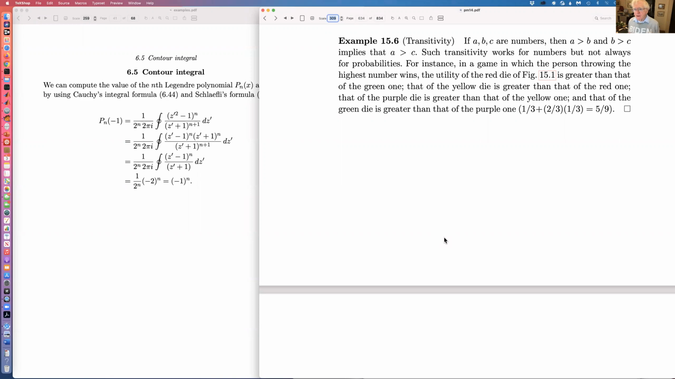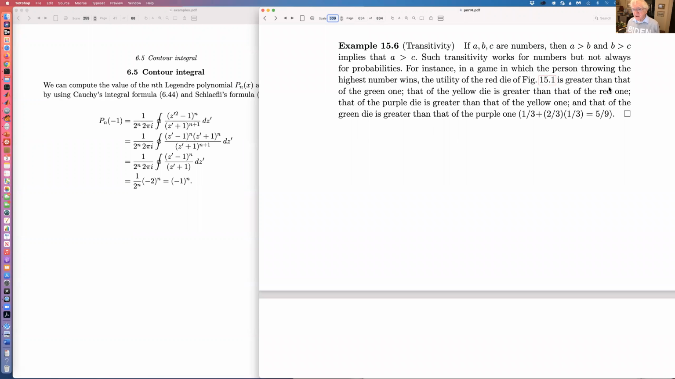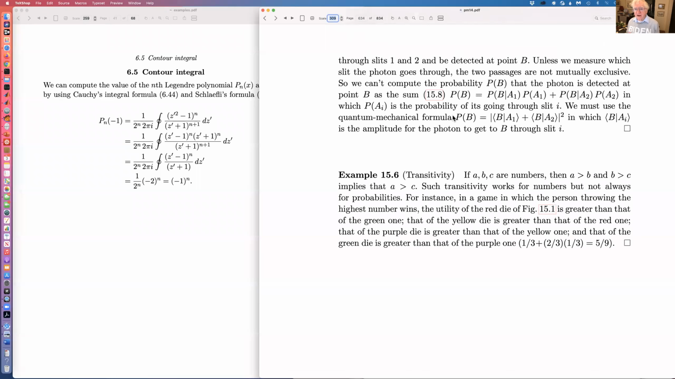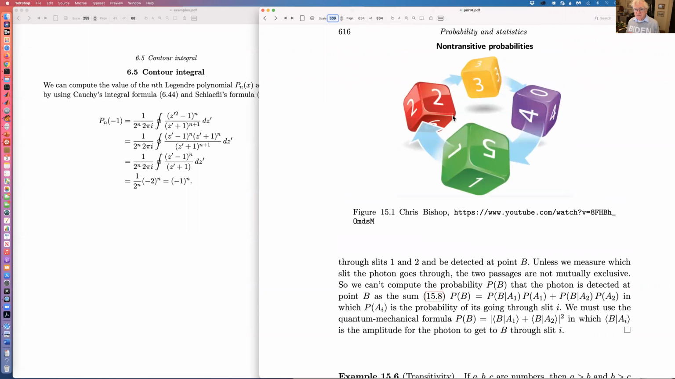So for example, in a game in which the person throwing the highest number wins, say, if the person throwing a die, dice is the plural, one learns. The utility of the red die is greater than that of the green one. That of the yellow die is greater than that of the red one. The purple die is greater than that of the yellow one, and that of the green die is greater than that of the purple. Well, all right, let's try to see what this means.